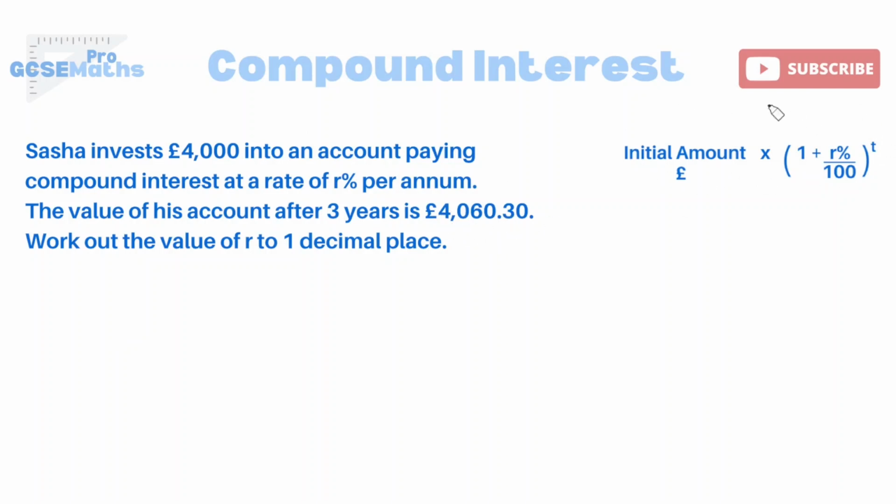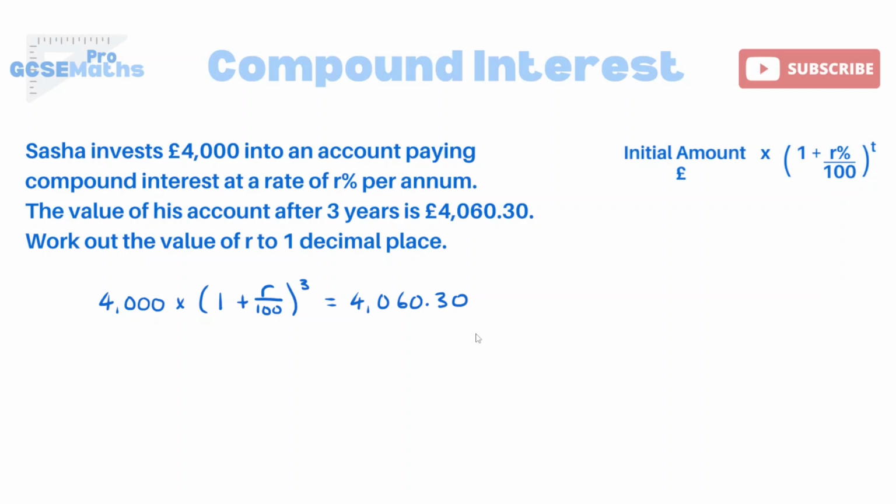So I'm going to set up my equation with all of these pieces. My initial amount is 4,000 times by 1 plus, now I don't know what the percentage is, so I'm going to use the letter R again, over 100, to the power of 3 years, and then I can put that as equal to £4,060.30. So you can see I've created an equation, and the only letter that I don't have is R.